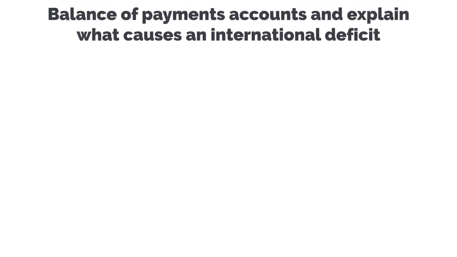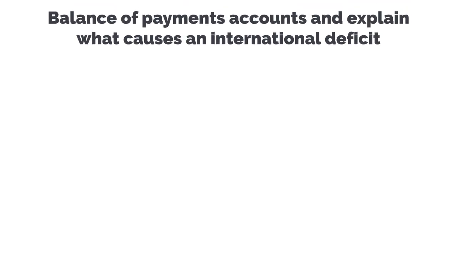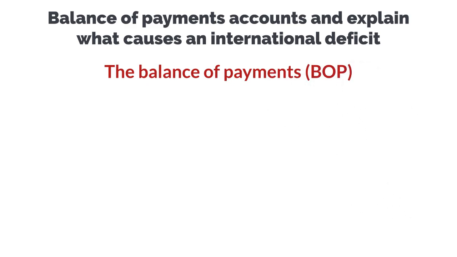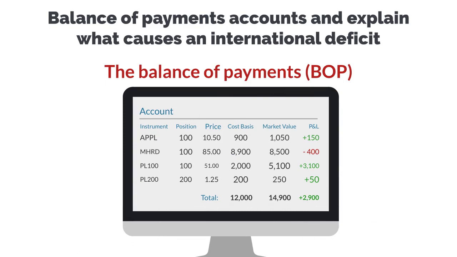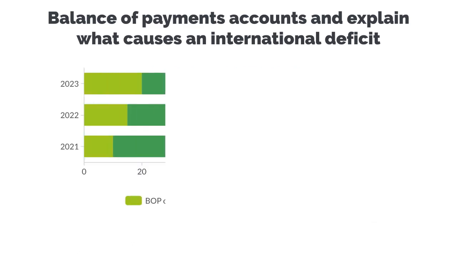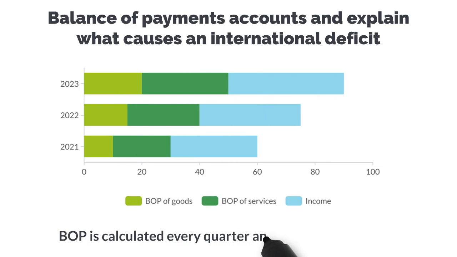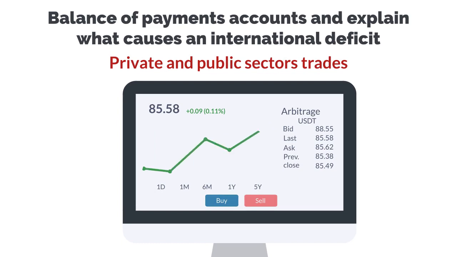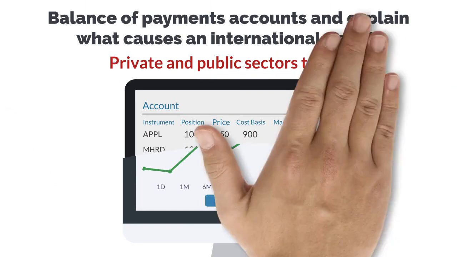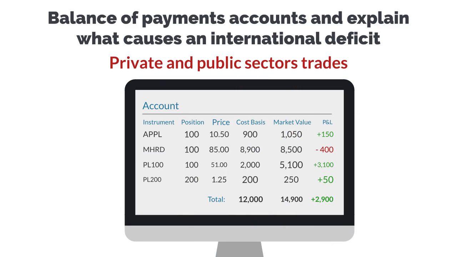Balance of payments accounts and what causes an international deficit. The balance of payments, BOP, is the method countries use to monitor all international monetary transactions at a specific period. Usually, the BOP is calculated every quarter and every calendar year. All trades conducted by both the private and public sectors are accounted for in the BOP to determine how much money is going in and out of a country.